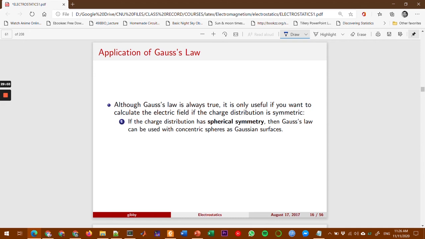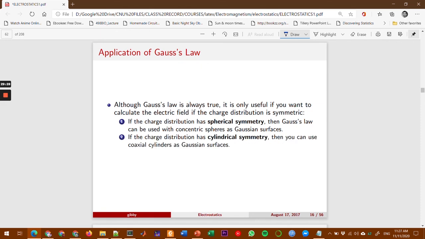But anyway, if the charge distribution has a spherical symmetry, then Gauss's law can be used with concentric spheres as Gaussian surfaces.